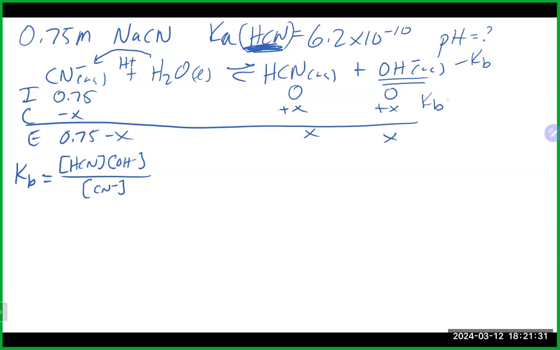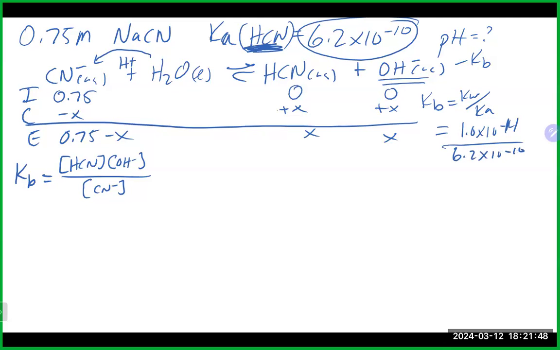So our Kb will be our Kw divided by the Ka value, which was given to us here. If we put that in there, that's going to give us 1 times 10 to the minus 14, divided by 6.2 times 10 to the minus 10. And again, making sure to use our exponent button. That is going to get us, I believe, 1.6 times 10 to the minus 5. So I'm just going to put that right there.